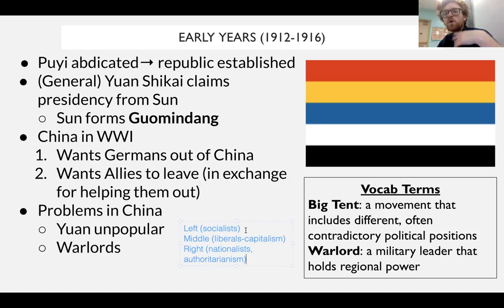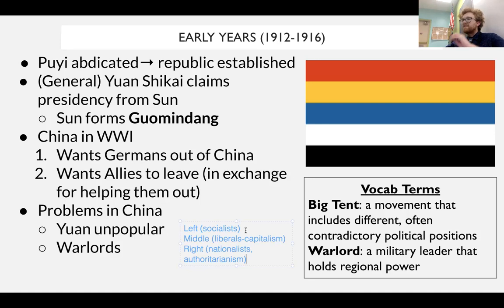But there's an overall feeling in China that, hey, if we help them now, then we can kill two birds with one stone. We'll get rid of at least one of the European powers, the Germans, and we'll also get rid of the Allies. If we buddy up to them, if we cooperate, maybe they'll leave. So nationalists are going to generally support the First World War. And yet there are going to be a lot of problems within China, especially under the Yuan presidency.